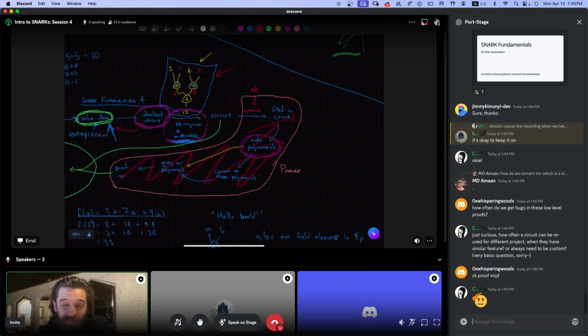If you're lucky, you might even be able to reuse the circuit in a different proof system. It depends on whether the arithmetization between the different proof systems meshes well together, or if it's the same arithmetization.